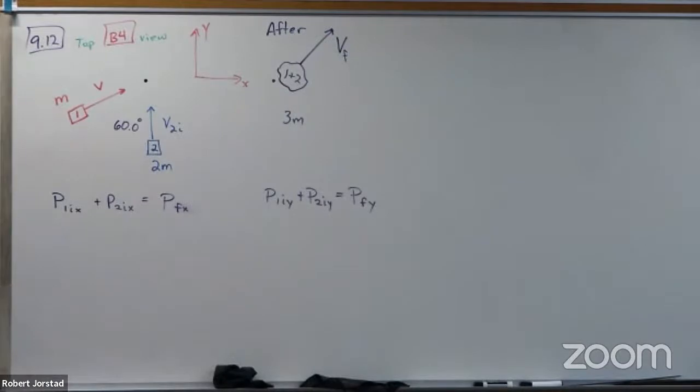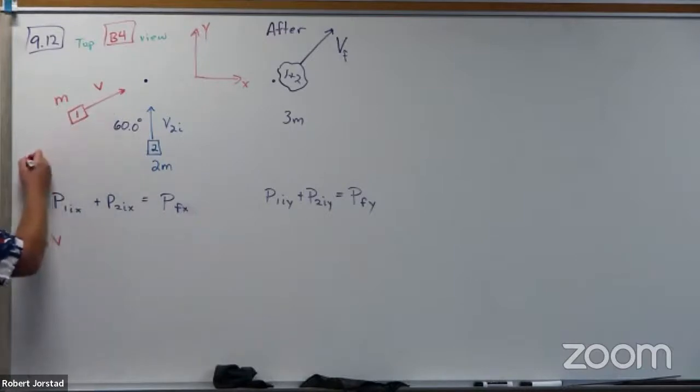Okay, what should I write for P1 initial X? Somebody tell me. P1 initial X. M times V times what? Is all of this V in the X? Cosine of... Good. Do you agree? It's got to have some kind of cosine, and it's not obvious whether it's 60 or not. So let's figure that out.